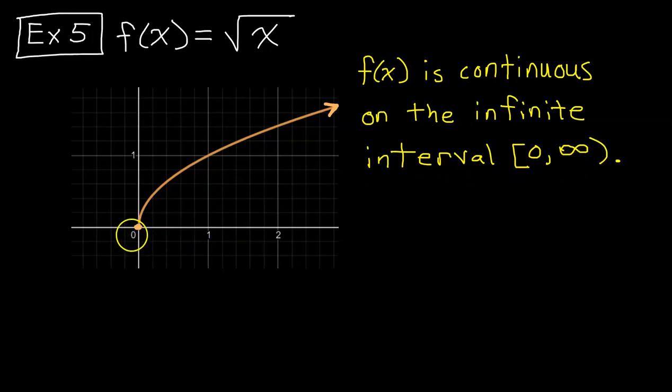Now, if we wanted to prove this analytically, we would have to take a closer look at the endpoint. Notice that the 0 is included. It's closed on this side of the interval. So when you're dealing with an endpoint, you're going to have to look at the one-sided limit. So the limit as x approaches 0 from the right. What is it? So notice as x approaches 0 from the right, the value of the function approaches 0.